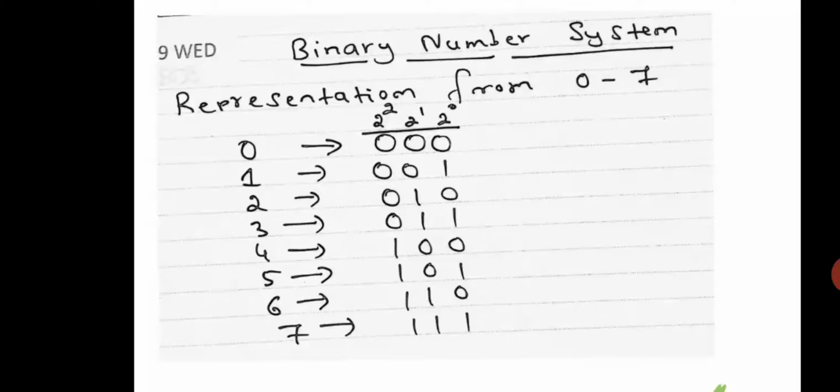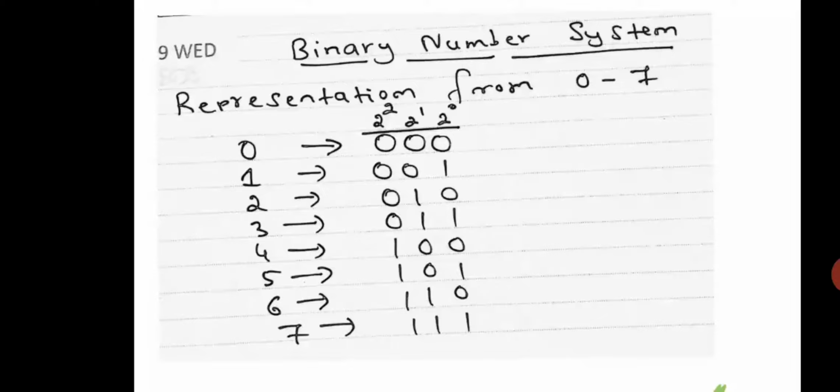Now how to represent decimal 1 using 3 bits? You are going to represent decimal number 1 in binary as 001. How to represent the same number in polynomial form? It is 0 into 2 to the power 2, plus 0 into 2 to the power 1, plus 1 into 2 to the power 0. It is nothing but 001, and 001 is nothing but decimal 1.